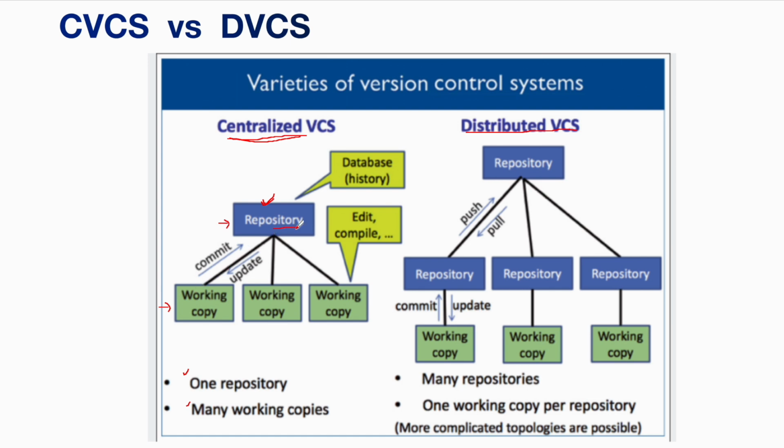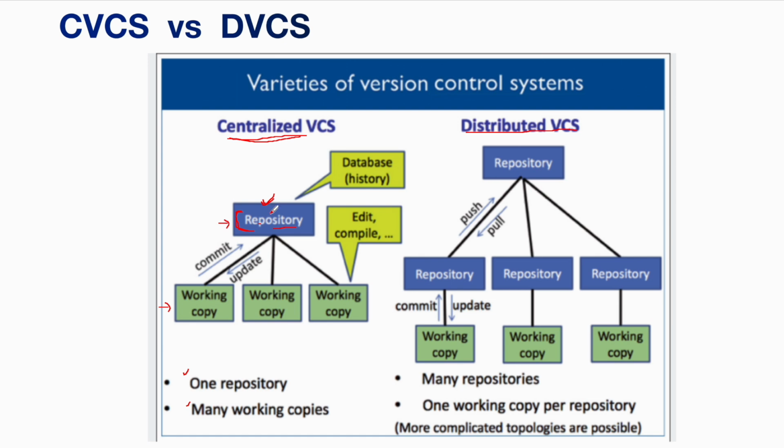The advantage of the centralized version control system is that it is easy to manage because there is only one central place where all the files are stored. Everyone is always working on the latest version of the file. But one of the disadvantages is that if the central repository, that is, this server where the repository is located, goes down, no one can access the file. You are accessing the file from this central repository, which is a server. If this server goes down, no one can access the file.